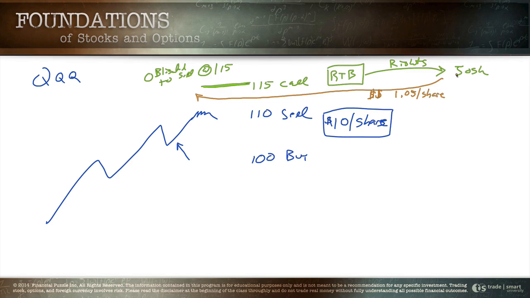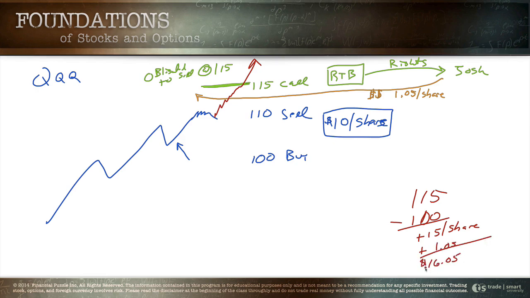Now, what's the worst thing that happens to old Ron here? If the stock comes on up here, we'll do this in red. If it comes on up to 115 and it keeps going, Ron is going to sell his stock at 115 that he bought for, sorry, he bought for 100. He's going to make a positive $15 per share, plus he's going to keep his $1.05. Ron's going to walk away from this deal with $16.05. Ron's making money.